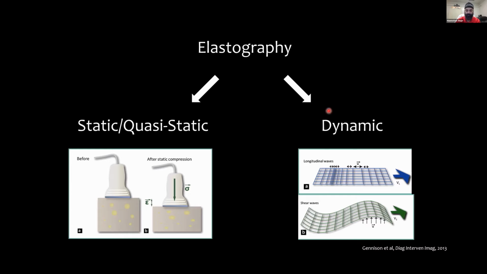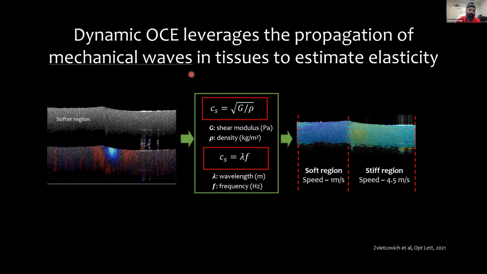And then there are also dynamic techniques, and most of these rely on the propagation of waves or some type of vibration that you induce in the tissue. And then from that, you can get the mechanical properties of the tissue. So I'm going to start here with dynamic techniques.